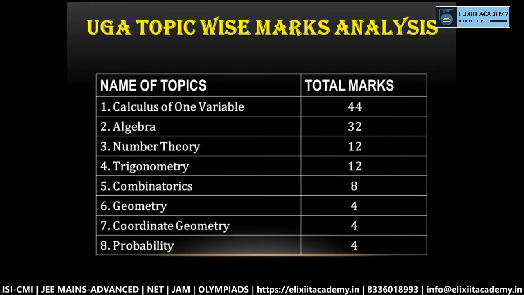So from calculus of one variable there were 11 questions, and from algebra there were 8 questions. The third most important topics were number theory and trigonometry, with some standard questions from number theory which were confusing. Combinatorics was of 8 marks, and geometry, coordinate geometry and probability consisted of 1 question each, carrying equal weightage.